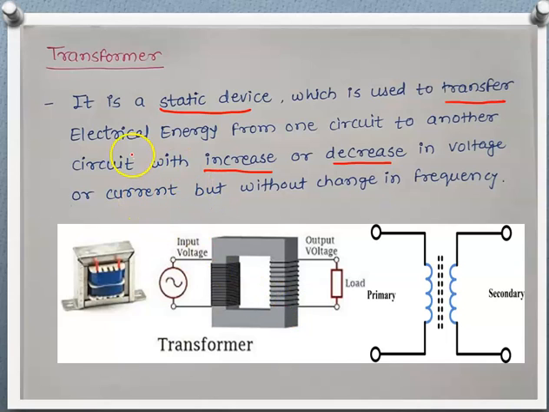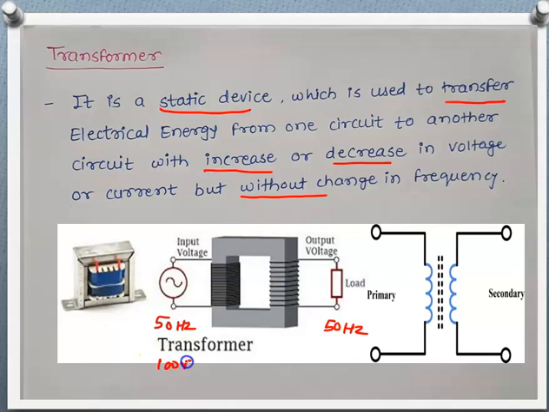But what is the purpose of using transformer? To transfer electrical energy from one circuit to the another circuit with increase or decrease in voltage and current as per our requirement. But remember that without change in frequency. That means the frequency of input supply and frequency at the output both are same. Suppose we have 50 Hz at the input, then we will get 50 Hz at the output.